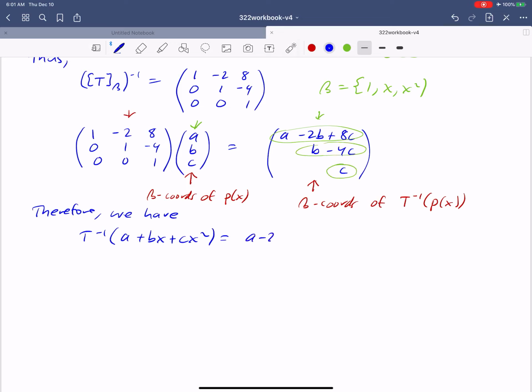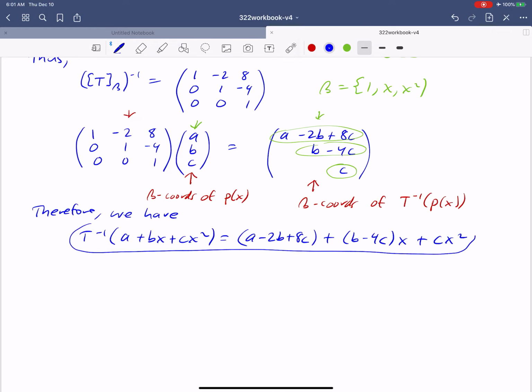So we would get A minus 2B plus 8C times 1, plus B minus 4C times x, plus C times x squared. Let me try to rewrite that a little bit better. What we're circling here is our formula for the inverse transformation. And in the next brief video, we will take a minute just to check that formula and convince ourselves that it's right.